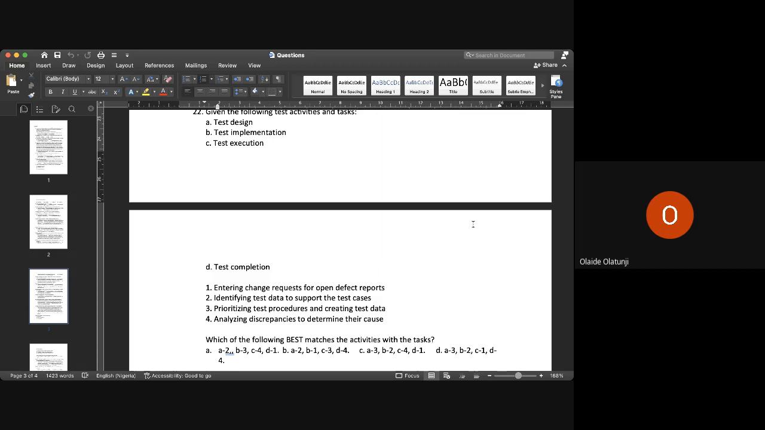Are you with me? So now what we do now is look at our answers. Which one has A is equals to 2, D is equals to 1? That's A, right? So even if you are not convinced, let's look at it. A is 2, D is 1. They say B is 3, right? Test implementation, prioritizing test procedures, and creating test data. Does it feel okay to you?